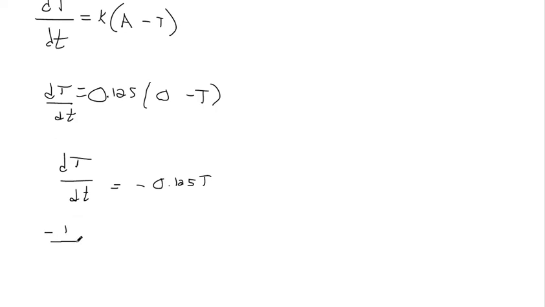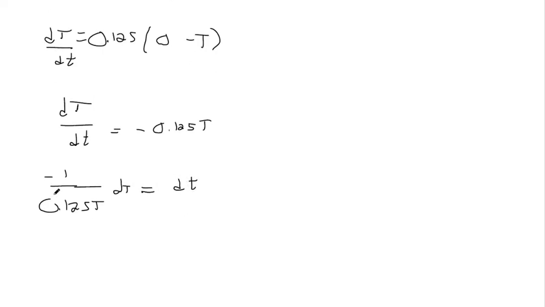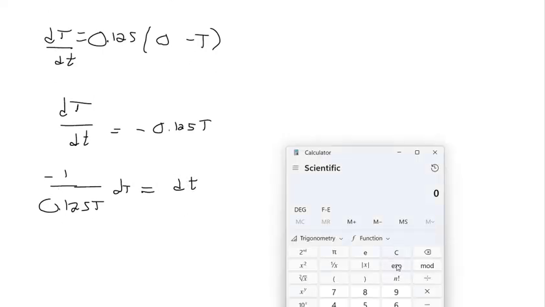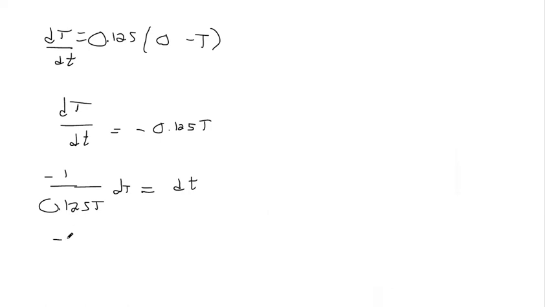So we've got negative 1 over 0.125 T in the denominator there with respect to T, and then we multiplied that dT to both sides. So dT times 1 is just dT. Then if we make that easier, isn't that just 8? 1 divided by 0.125. Yeah, so this is negative 8 dT over T equals dt.